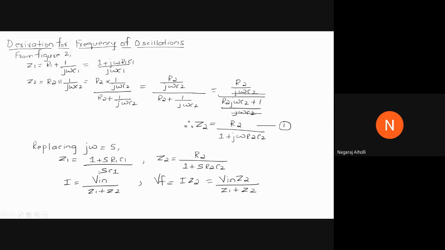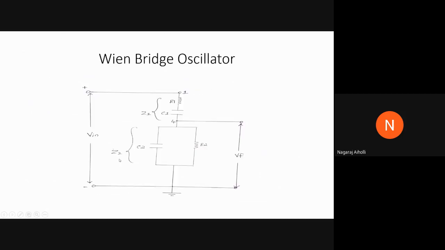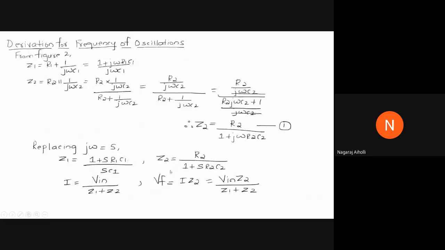So Z1 is (1 plus s R1 C1) divided by s C1, and Z2 will be equal to R2 divided by (1 plus s R2 C2). Here, what is current I? Current I that is flowing from terminal 1 to terminal 2 is the total voltage divided by total impedance. The current flowing through R1 C1 and the parallel combination of R2 C2 is given by the total voltage Vin divided by Z1 plus Z2. So I is equal to Vin divided by Z1 plus Z2.